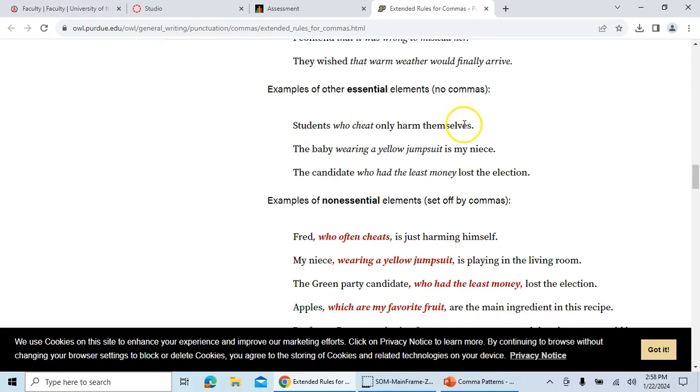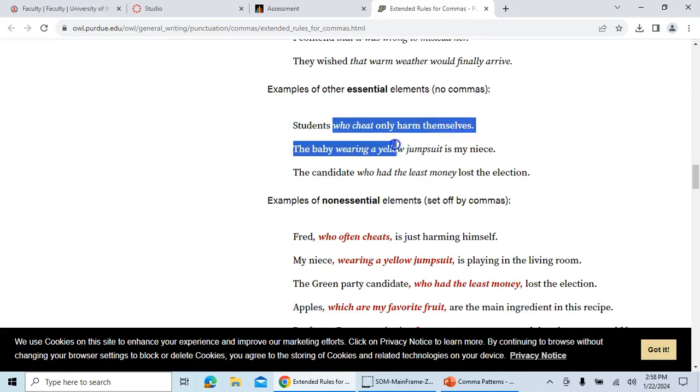Students who cheat only harm themselves. Again, if we took out who cheat, we would be removing an essential part of the sentence. We would be saying students only harm themselves. That doesn't seem right. The baby wearing a yellow jumpsuit is my niece. If we just said the baby is my niece, there's presumably a lot of babies there, so that would be not explaining enough.